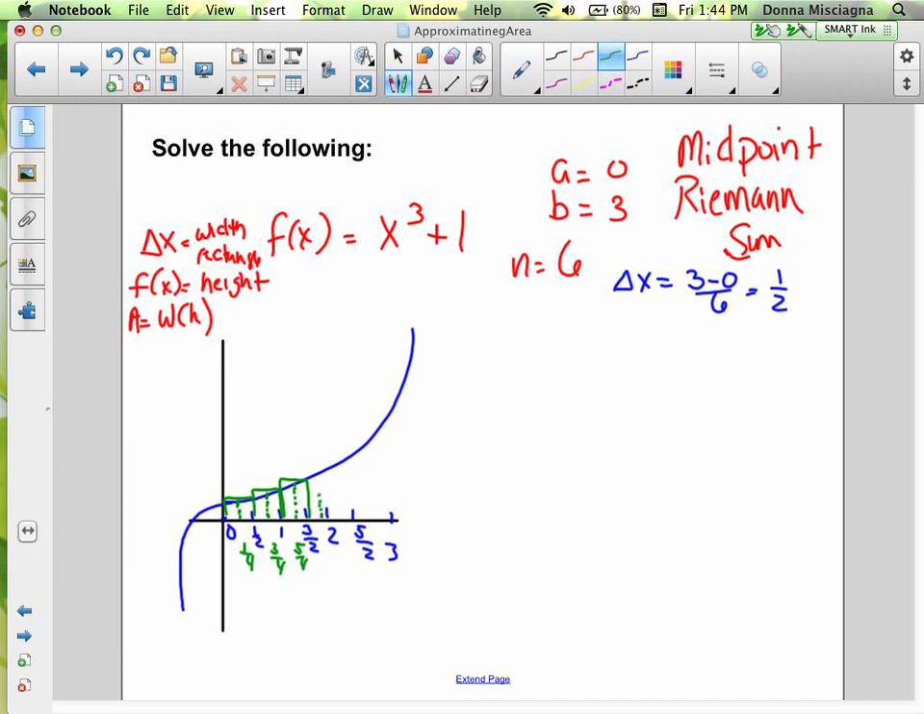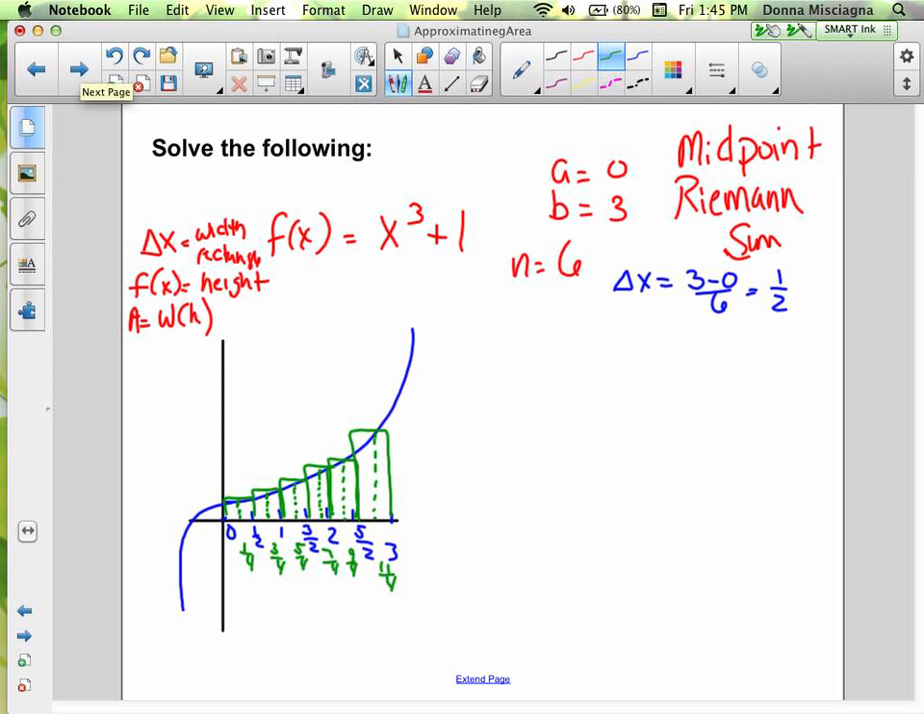Because 2 would be 8/4, and 3/2 is 6/4. So this one must be 7/4. And then 9/4. And then the last bar there, we're using 11/4, right? Which is 1/4 less than 3, which is what it should be.